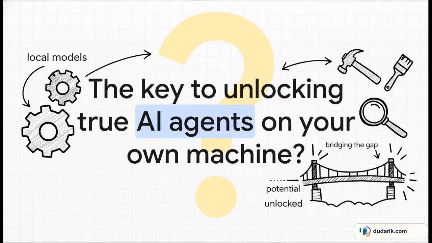It's an enabler. It's bridging that critical gap between a local model's brain and the tools it needs to actually act. So the real question it leaves us with is, could this be the key that finally unlocks the full potential of AI agents right on our own machines? It really just might be.